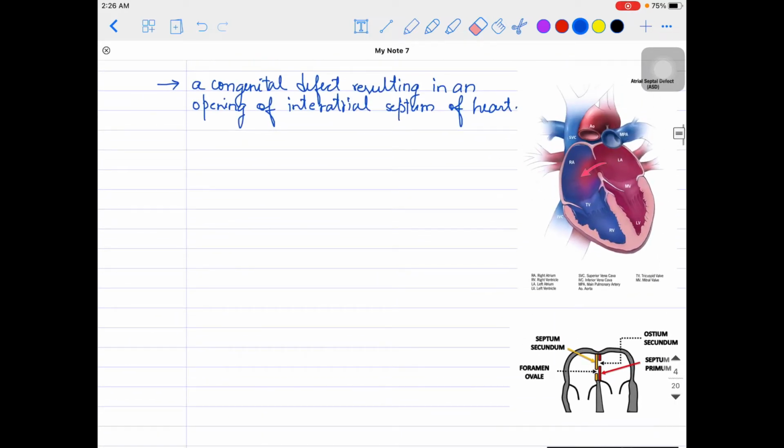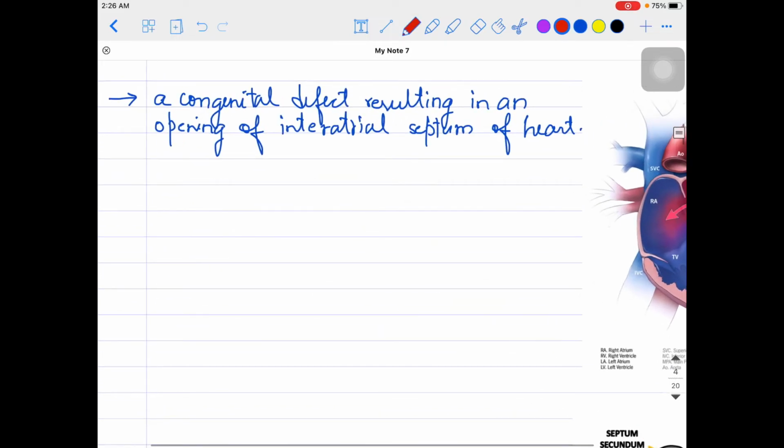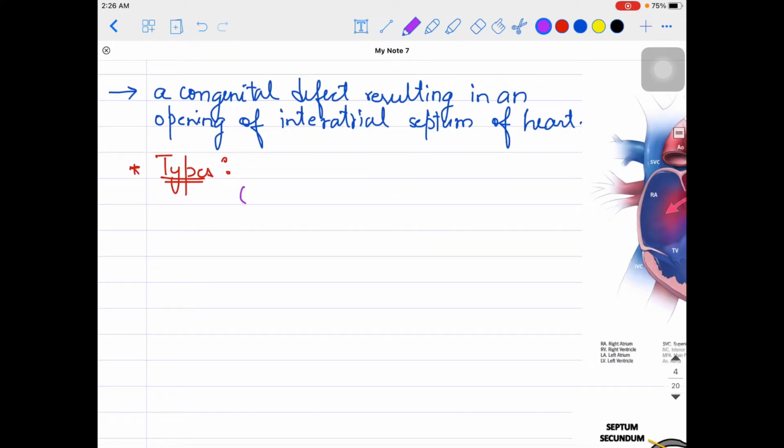Let me write something over here. First of all, let me talk about the types of ASD, which they mention. I am writing the types: one is the ostium primum, guys, and then there is the ostium secundum. These are very common.